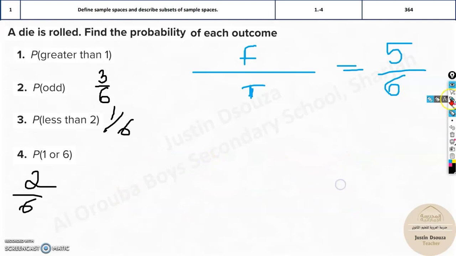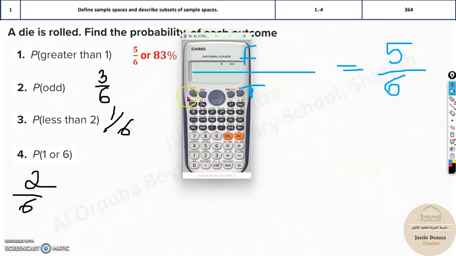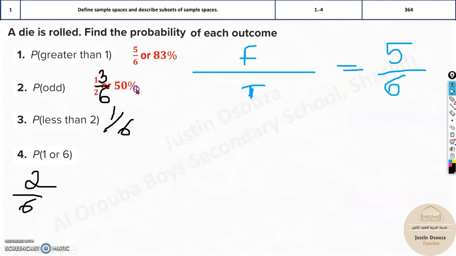Now let's look at the answers. Over here you can see it's 5 by 6 or 83%. What does that mean? Let's see over here. This basically means 5 divided by 6, or if you want in terms of percentage, you have to just multiply by 100. It is 83.33%. Now same thing over here, you can just reduce them. 3 divided by 6 will be 1 half, and that's the answer, is 50%.